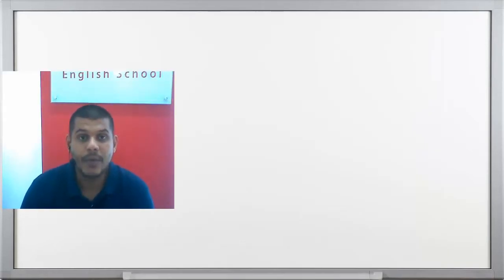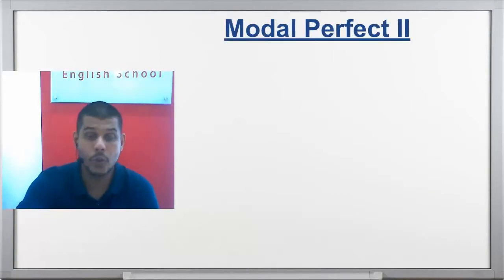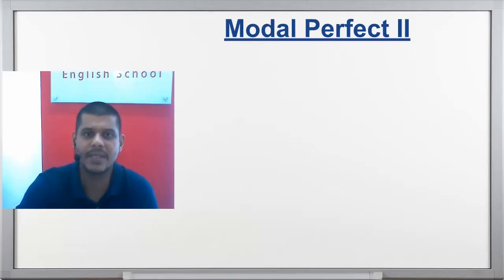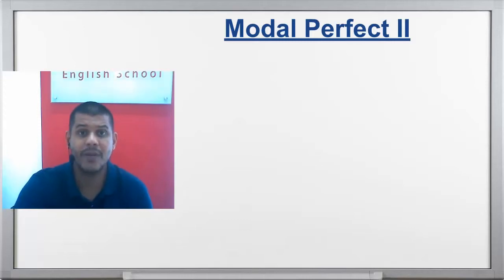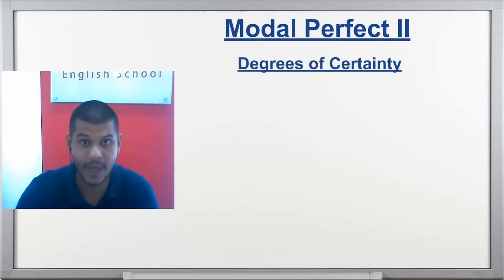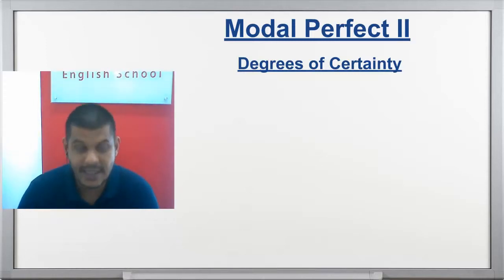Okay guys, so today we're gonna talk a little bit about modal perfect, but I named this lesson modal perfect 2 because it's actually a continuation of something that you had seen before. You had already seen some uses for modal perfect. Basically you saw would have and should have, and today all these modal perfects we're going to be talking about represent different degrees of certainty, different levels of certainty, depending of course on the point of view of the speaker. So let's take a look at the uses.